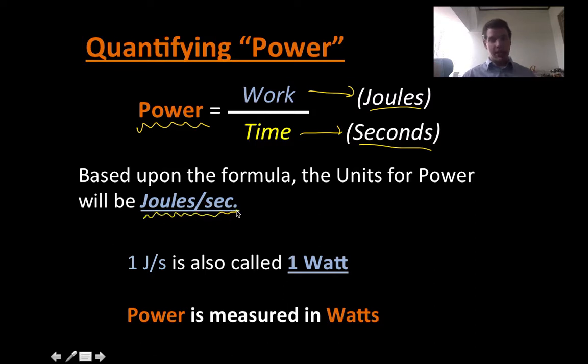Now we've talked again a million times about how scientists come up with ways to simplify things, right? Instead of writing joules per second, they said, that's too much work. So we'll define 1 joule per second.